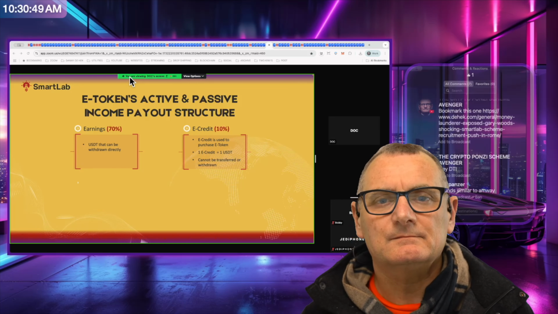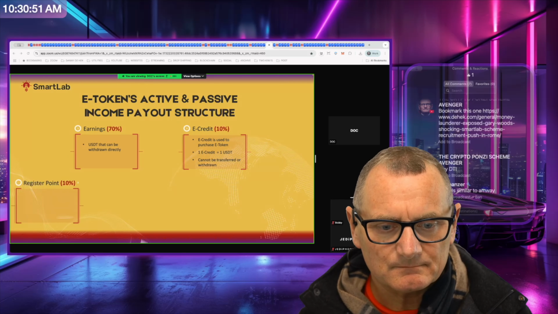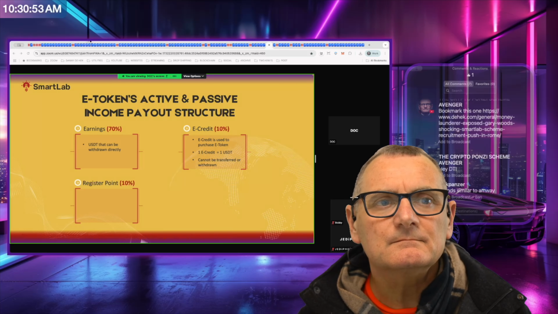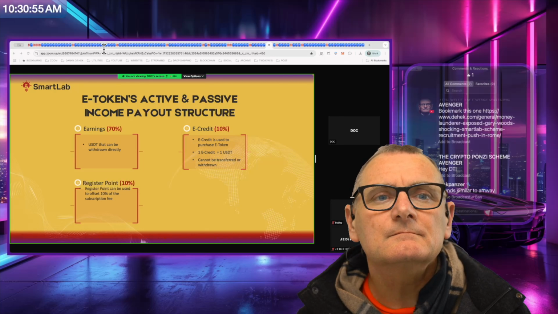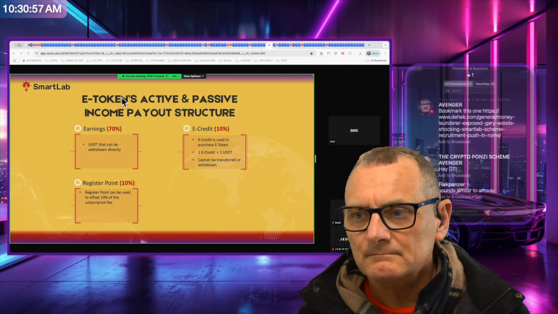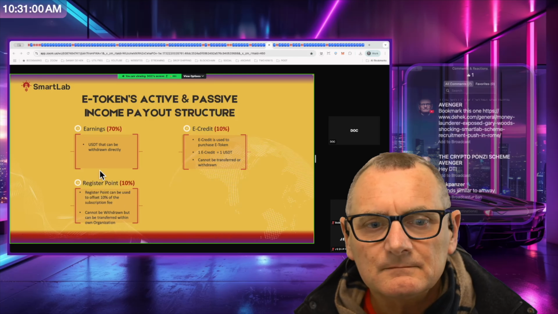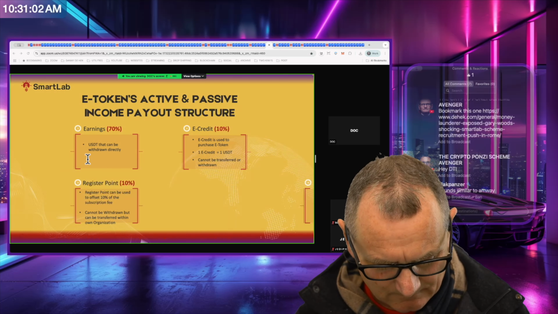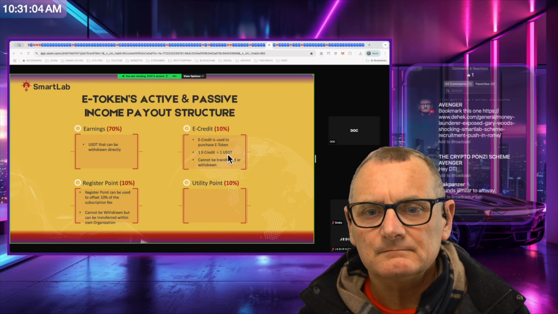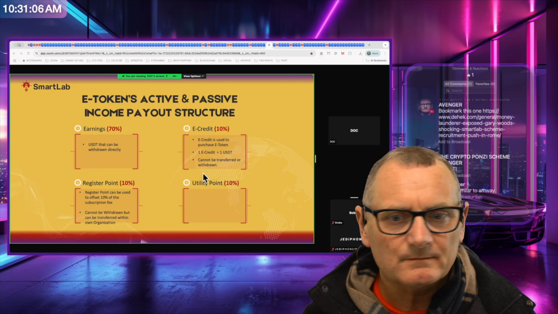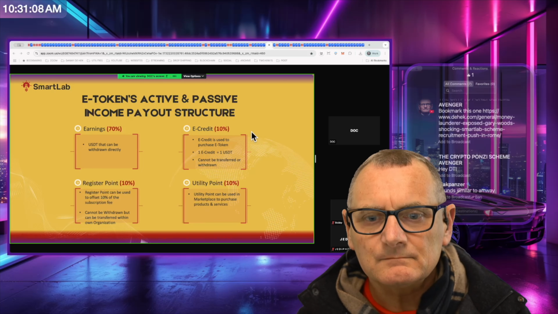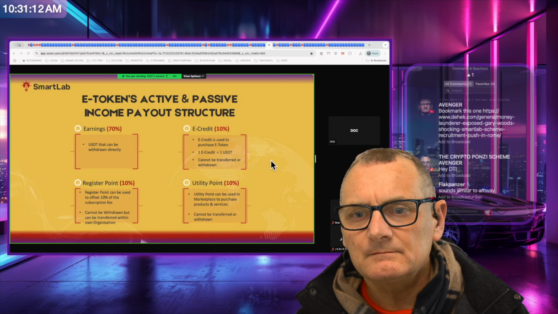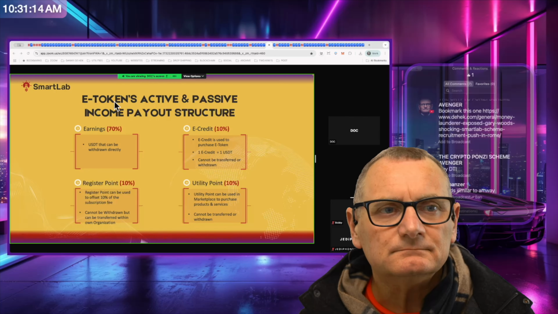So it's strategically awesome how this is built. You'll also get 10% in register points. Register points can be used to offset 10% of the subscription fee. They cannot be withdrawn, but they can be transferred within the organization. And finally, the final 10% comes in utility points that can be utilized in the marketplace to purchase products and services. Utility points cannot be transferred or withdrawn.